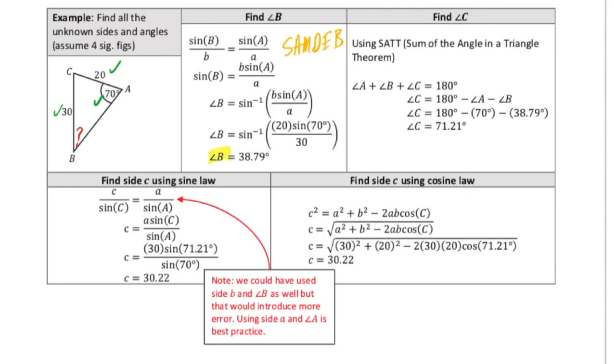So at this point, we have solved for angle B, and we have solved for angle C. The last thing that remains to do is solving for side C. There are two ways to solve for side C, and we're going to explore both methods. We're going to use Sine Law first, and then we're going to follow that up with using Cosine Law.